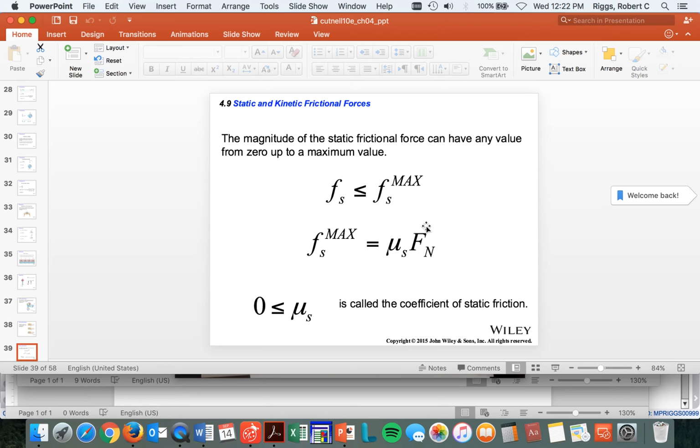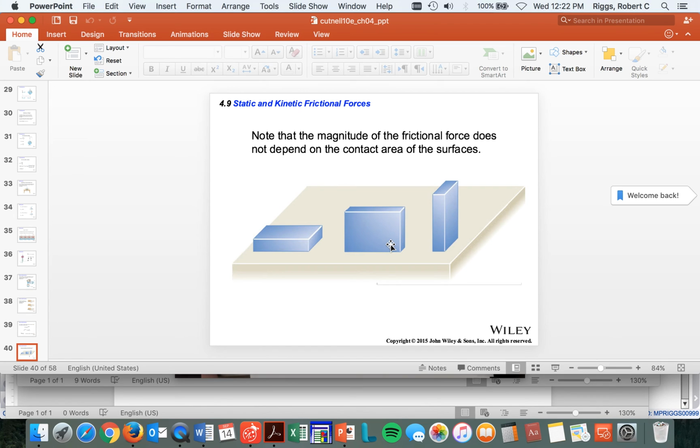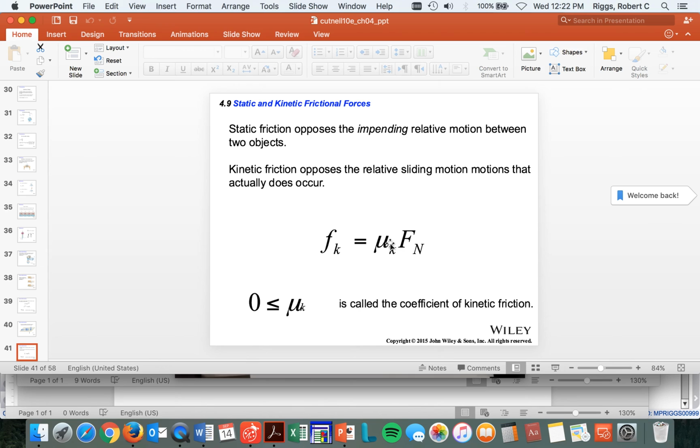All right, and here the magnitude is f_s max, where the static frictional force is less than or equal to the maximum static frictional force, which we just saw in the previous slide. 0 is always less than the static coefficient. This is called the coefficient of static friction. Note that the magnitude of the frictional force does not depend on the contact area of the surface. That's a good concept. All right. Static friction opposes the impending relative motion.